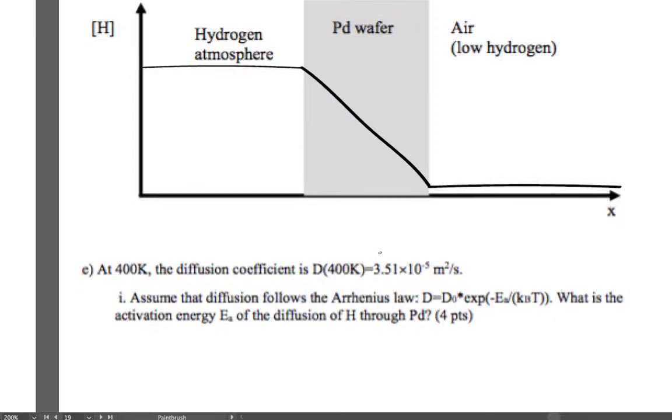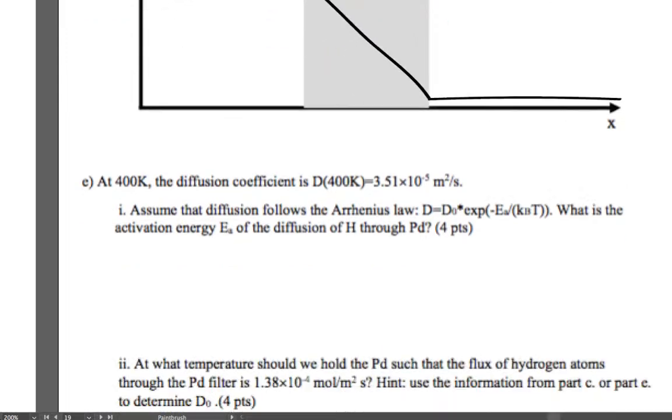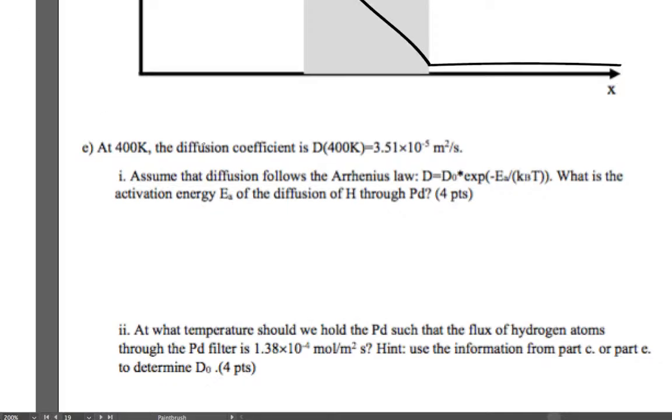Okay, at 400 Kelvin, the diffusion coefficient D at 400 Kelvin equals 3.51 times 10 to the power of negative 5 meters squared per second. Assume that diffusion follows the Arrhenius law: D equals D naught times the exponential of minus EA over kBT. What is the activation energy of the diffusion of H through palladium? So the first thing that comes to my attention is that you can just compare those two together.